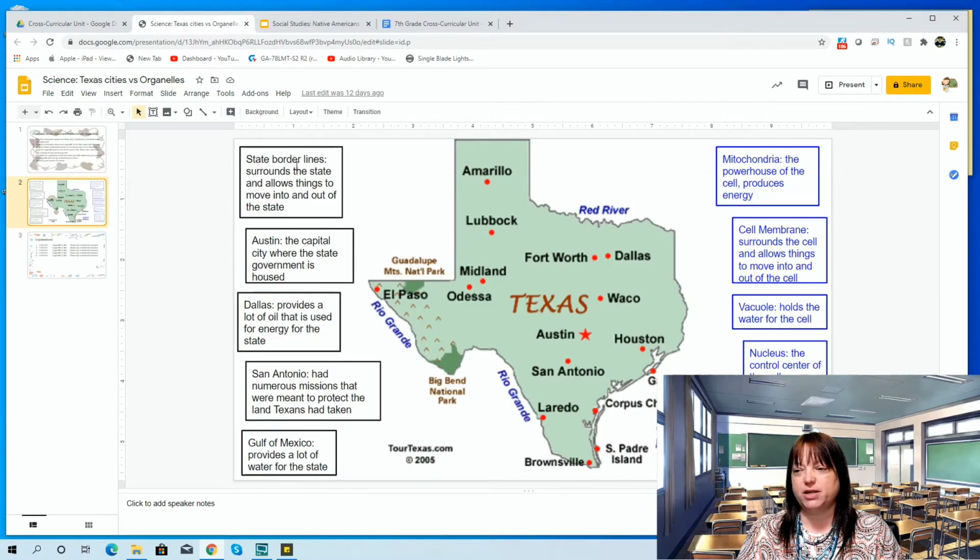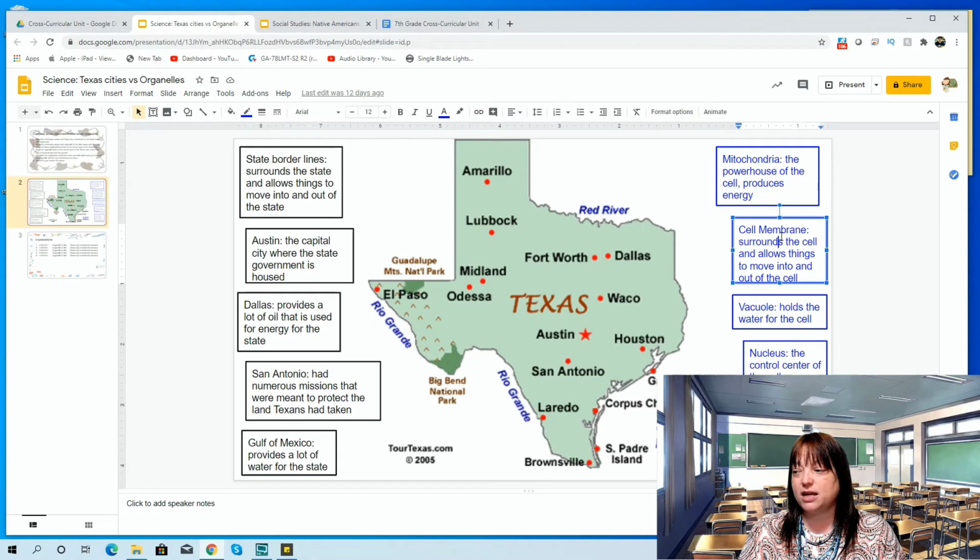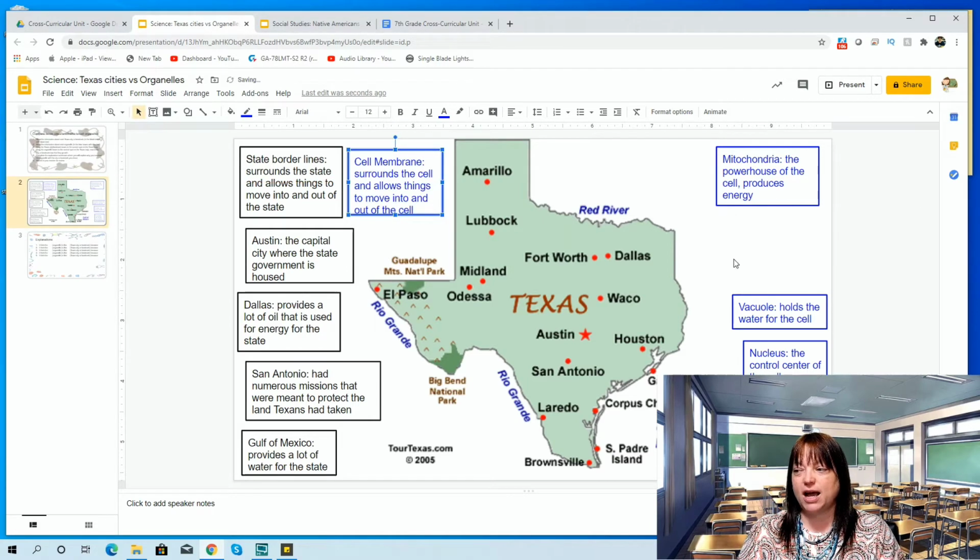So I have information here about the cities or the boundaries or the landmarks, okay, like the Gulf of Mexico, the state borders. And then what they're going to do is connect these to one another. So the state border lines that surround the state and allow things to move in and out of the state is like the cell membrane. So they can click on it and move it so that it's together, and I can see where they've moved it. And what I'm going to have them do is move, like Austin, I'm going to move Austin to here and move what goes with Austin over there.